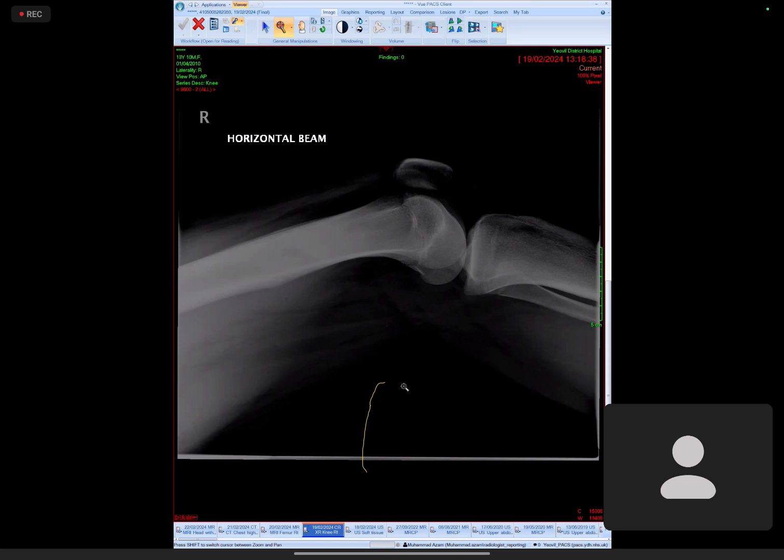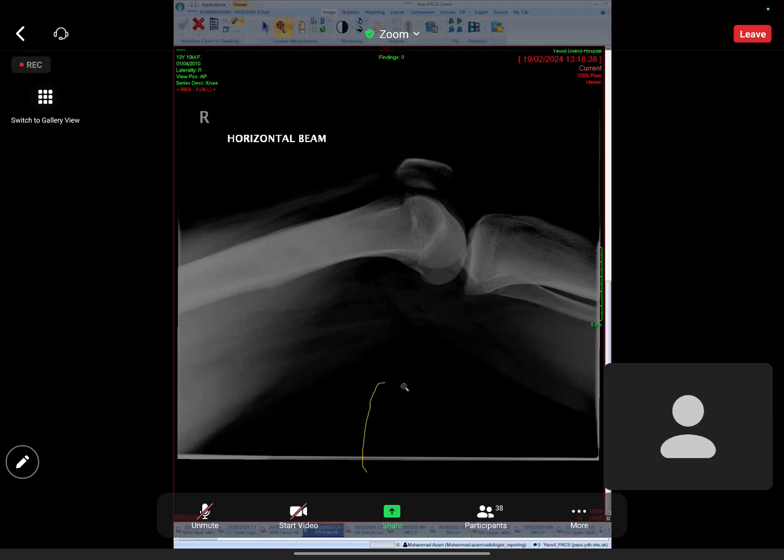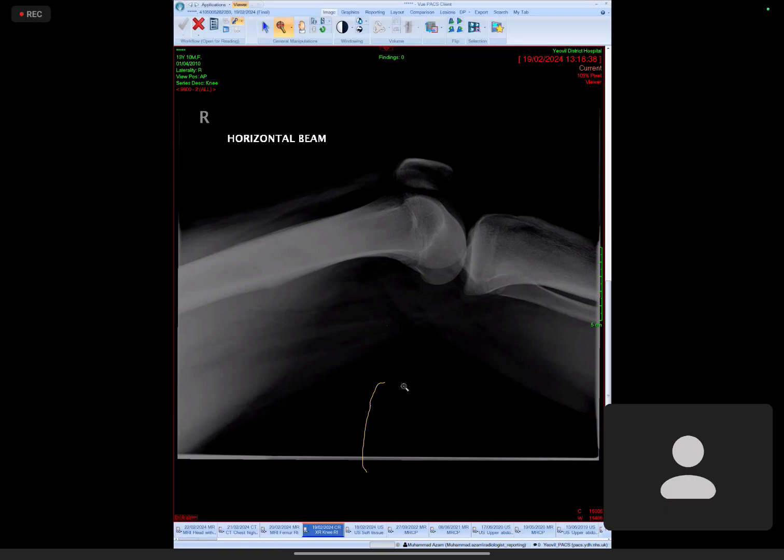I see that there is a very subtle lucency in the area of interest, which is surrounded by an area of subtle sclerosis. Along with this, there is some periosteal reaction. The zone of transition appears to be wide, and I don't see any obvious cortical destruction here on the X-ray, nor do I see any evidence of a fracture.